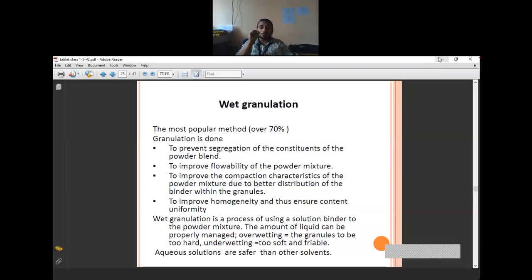So we have to maintain the proper limit. It is already validated how much quantity we have to add for the formulation. So we have to follow that proper validation. We have to add only that much quantity. We cannot change the quantity.